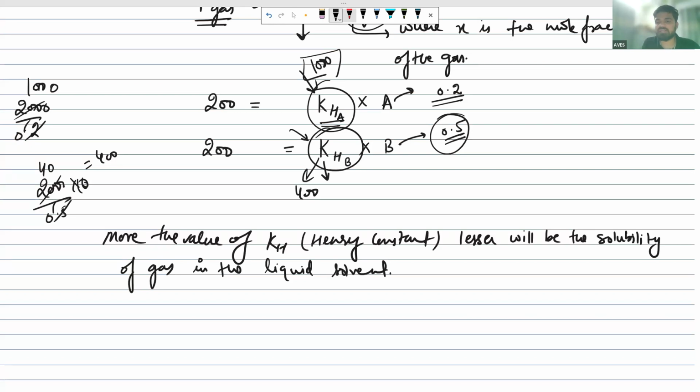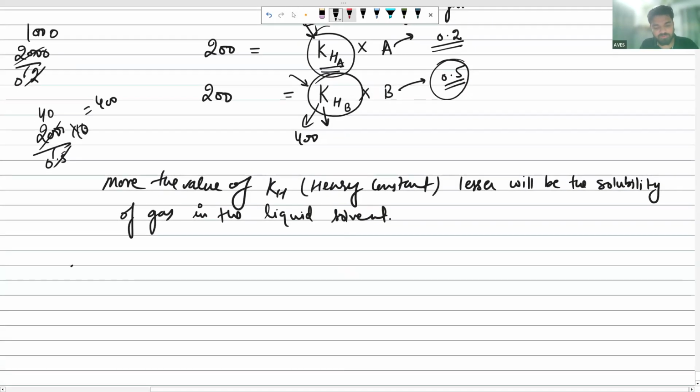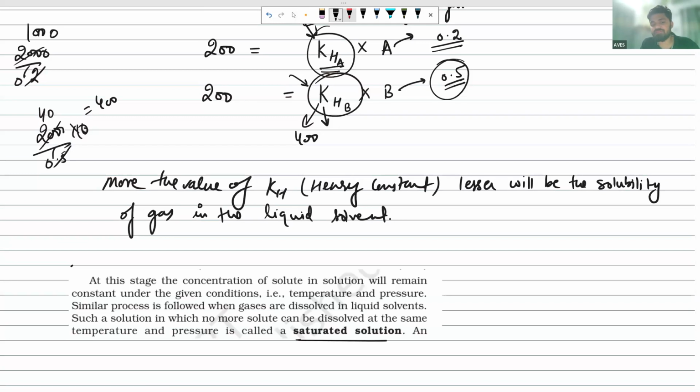Let's take a question over it. As you are very much familiar with saturated solution and unsaturated solution, as you have been studying since the 9th standard, I am just going to explain the definition. A saturated solution is one in which, when you keep dissolving a solid in a solution, a stage comes where all the intermolecular space is filled and no more solute can be added to the solution. This is called a saturated solution.